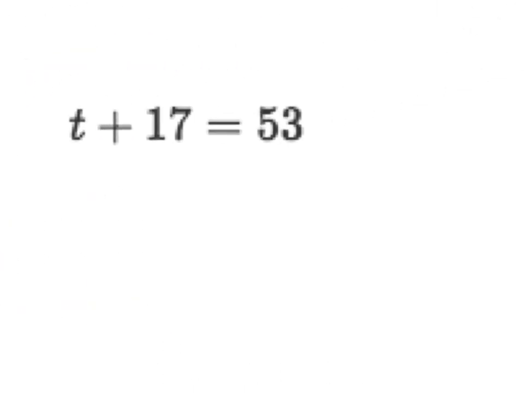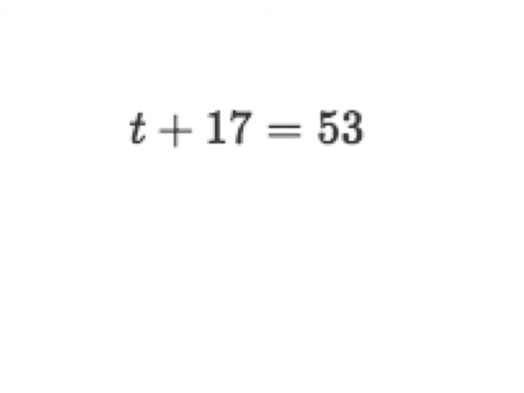Let's do another one. These numbers are a little bit bigger. We're using t again. They use t a lot. T usually stands for time. T and x are usually the letters we use. But t plus 17 is equal to 53.